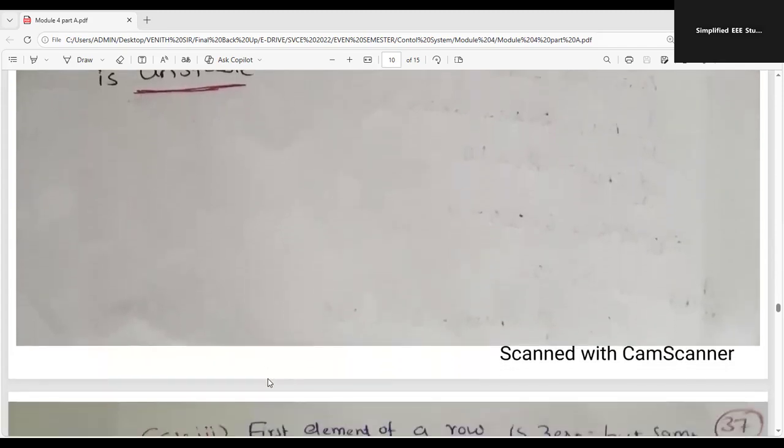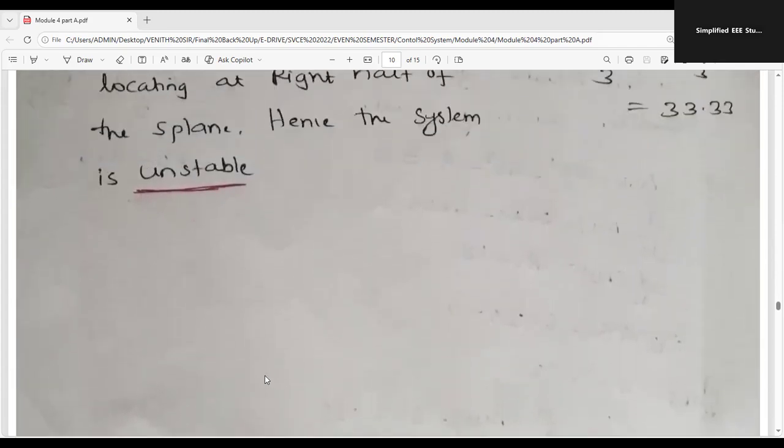This is exactly how to solve the special case of the Routh array criterion. Now I'll be discussing other cases in the next session of the Routh array criterion.